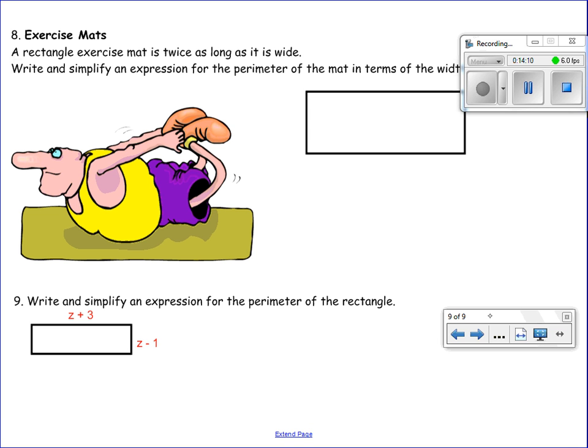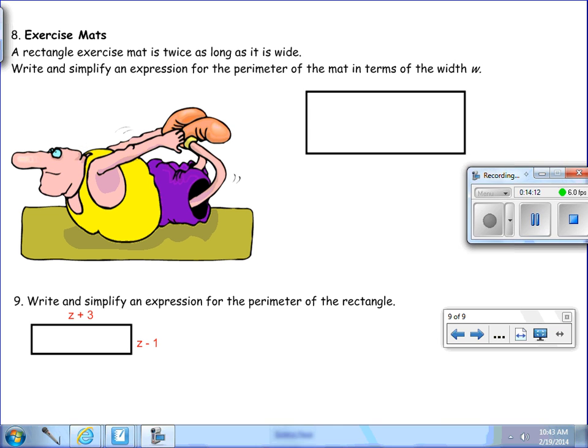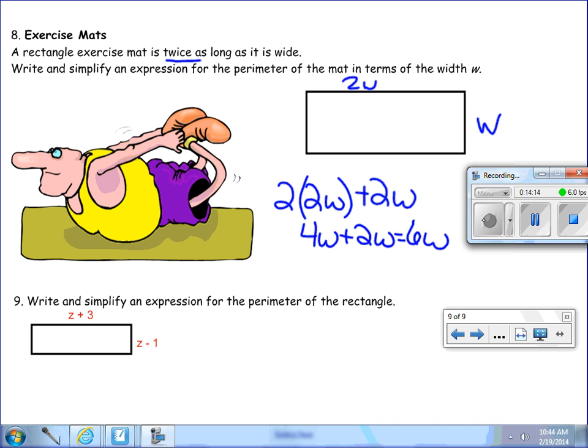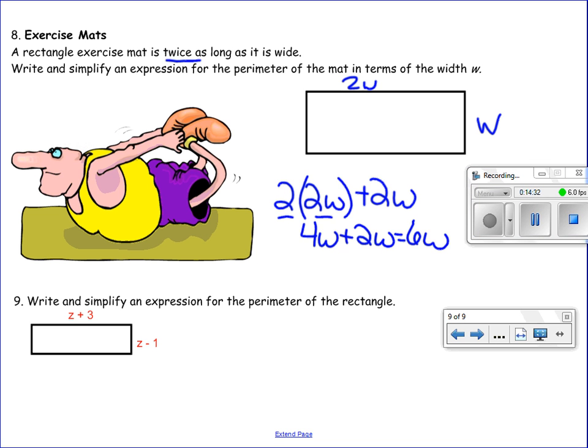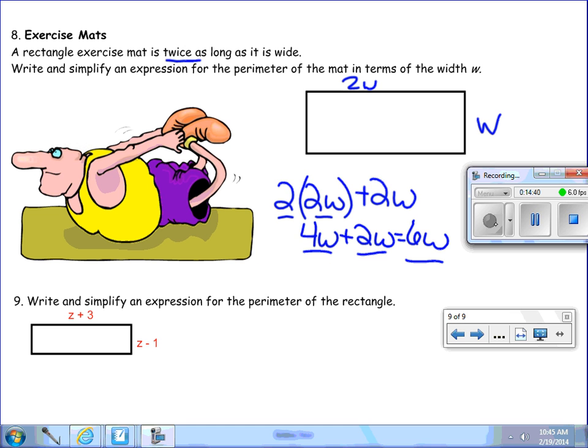Okay, we have one last word problem. I'm going to pause the video, let you read it, and let's work through it. So we took the information given to us. A rectangle exercise mat is twice as long as it is wide. So we put w for the width, twice as long is 2w, and we needed to find the perimeter. So 2 times the length, 2 times 2w, plus 2 times the width, because there are 2 widths. We simplified it to 4w plus 2w is 6w.